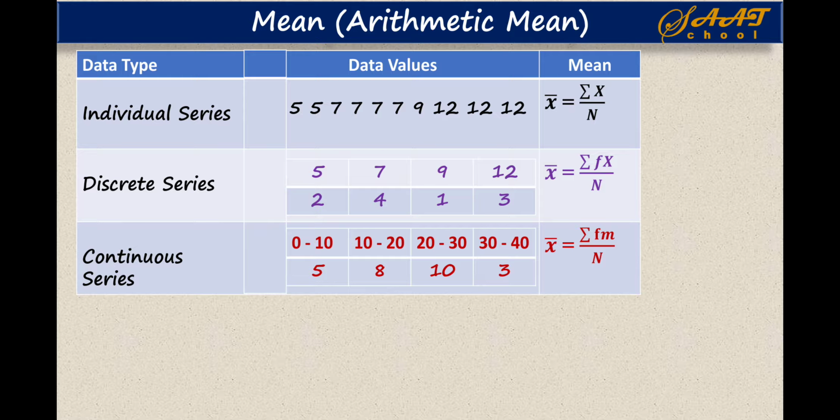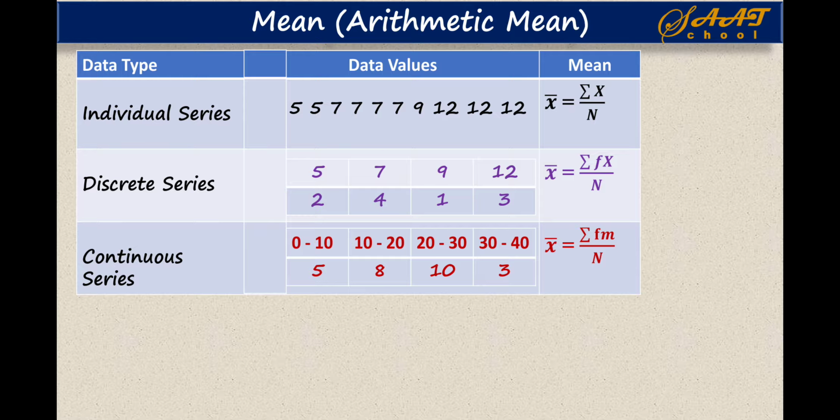The individual data is written in this way. In the above individual series, we have 5 which occurs 2 times. We have 7 that is repeated 4 times, 9 just only 1, and 12 3 times. So this is how we can change individual series into discrete series.